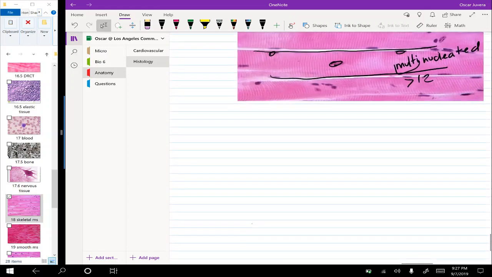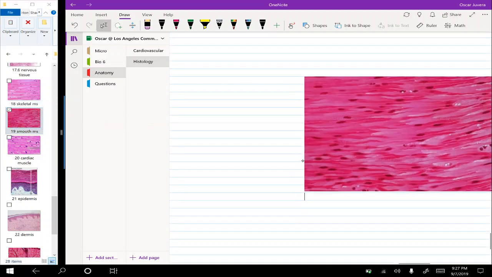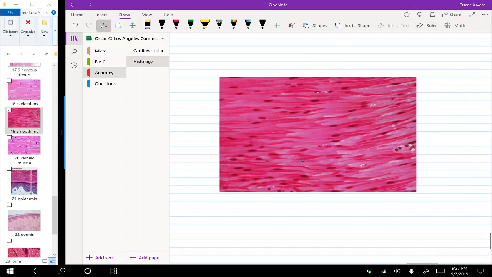Let's see. Right here. Now moving on to the second type of... why can I grab this? The second type of muscle, and this is called the smooth muscle.